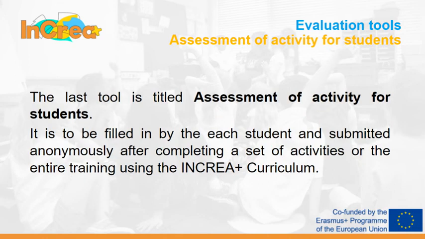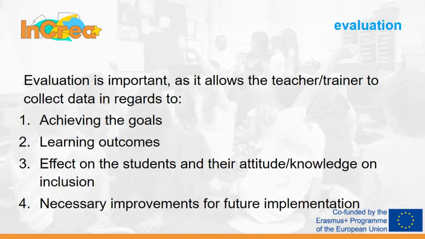The third and final evaluation tool is titled Assessment of Activities for Students. This tool is filled in by each student and submitted anonymously after completing a set of activities or the entire training using the curriculum. We advise that you inform the students that their names will not be included and that they should be as honest as possible when filling in their answers.